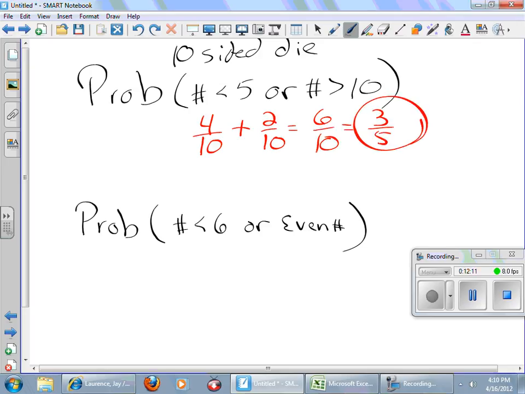Okay. I don't have to do the subtraction thing because it is not possible to get a number that's less than 5 and greater than 10 at the same time. If you think it is, name me the number that is both less than 5 and greater than 10.